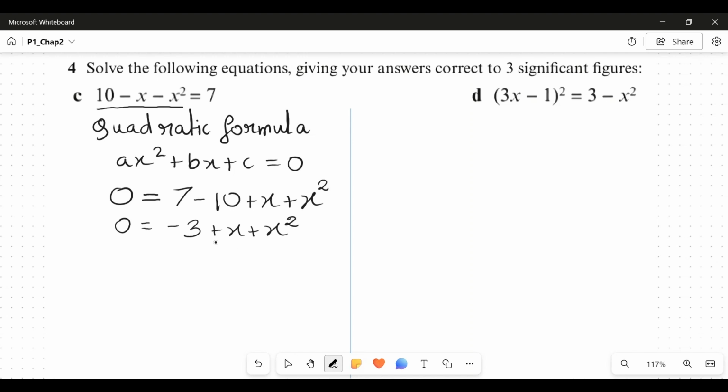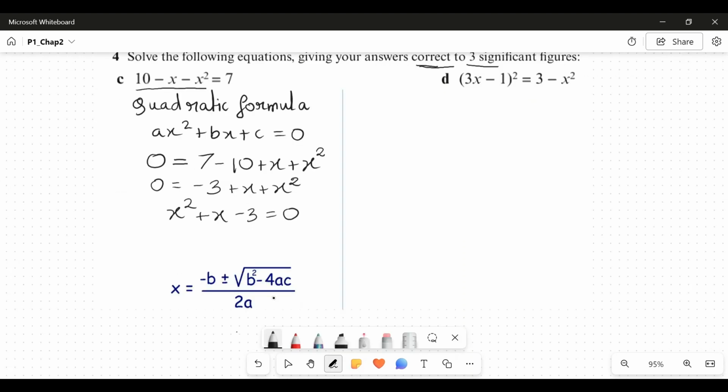We can rearrange and write the 0 on the other side of the equation. So we can write this equation as x squared plus x minus 3 equals 0. Now, this is the quadratic formula, which we'll be using instead of the product and sum rule because we're asked to give the answer correct to three significant figures. Now, we need the values of a, b, and c, because we need to put those in this equation to get the answer.